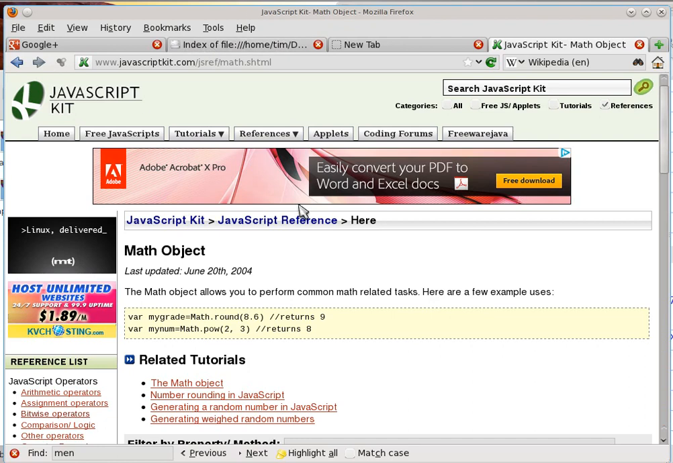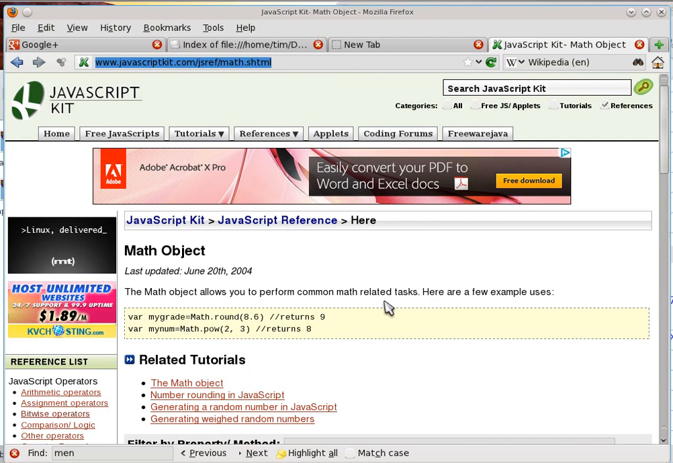In this next tutorial, I want to talk briefly about the math object in JavaScript. This is how you get your square roots, your powers, and so on. There's a great reference that you can go to, javascriptkit.com, jsref/math.shtml. There are other references, in fact, references to this abound.